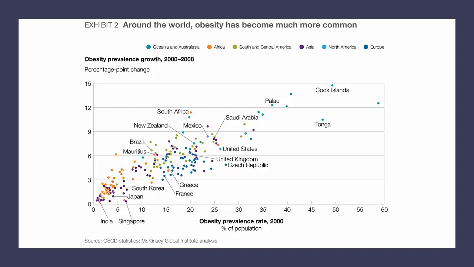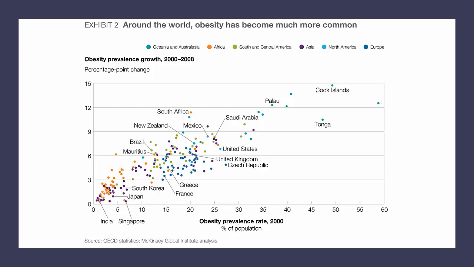You've got Cook Islands and Tonga and Palau are way out. These are interesting kind of outliers. But then you've got more obvious countries like the United States and the United Kingdom in there as well. Mexico has a notoriously high obesity rate as well. So those are going to put a huge amount of pressure, unsurprisingly, on the health industries in those countries.